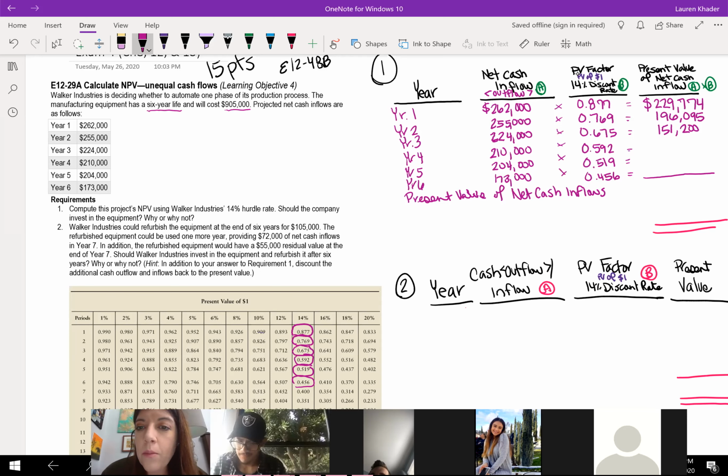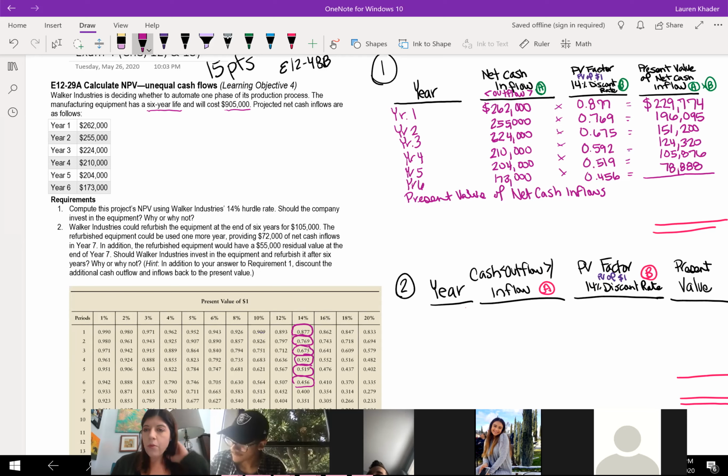The year four 210,000 that we'll receive at the end of year four is worth 124,320. For year five, the 204 that we receive in year five, what is it worth today? 105,876. Yep, 105,876. The 173 that we receive at the end of year six is worth 78,888.